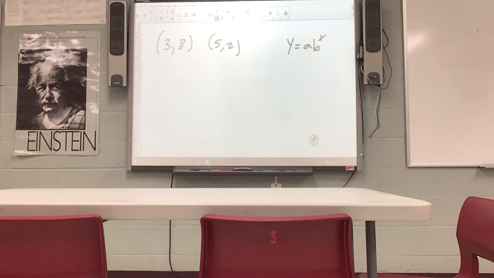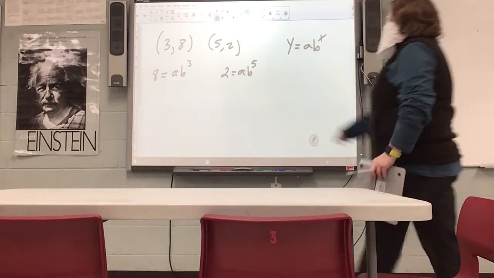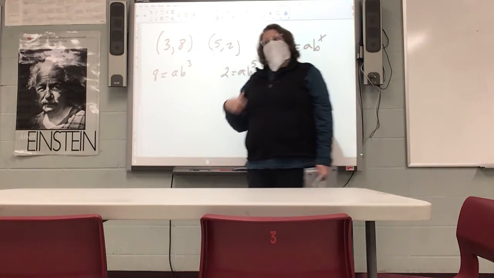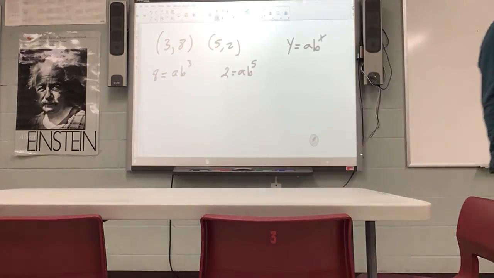This is what we did Tuesday. So what was our first step when we did this Tuesday? Right, this is our X and our Y, so we make new equations. Good. 8 equals AB to the third. And then 2 equals AB to the fifth. Now, when we did them Tuesday together, I was super nice to you every time, because I always gave you one that had an X of 1. This is a little bit tougher. Doesn't have an X of 1, but we're still going to do it the same way.